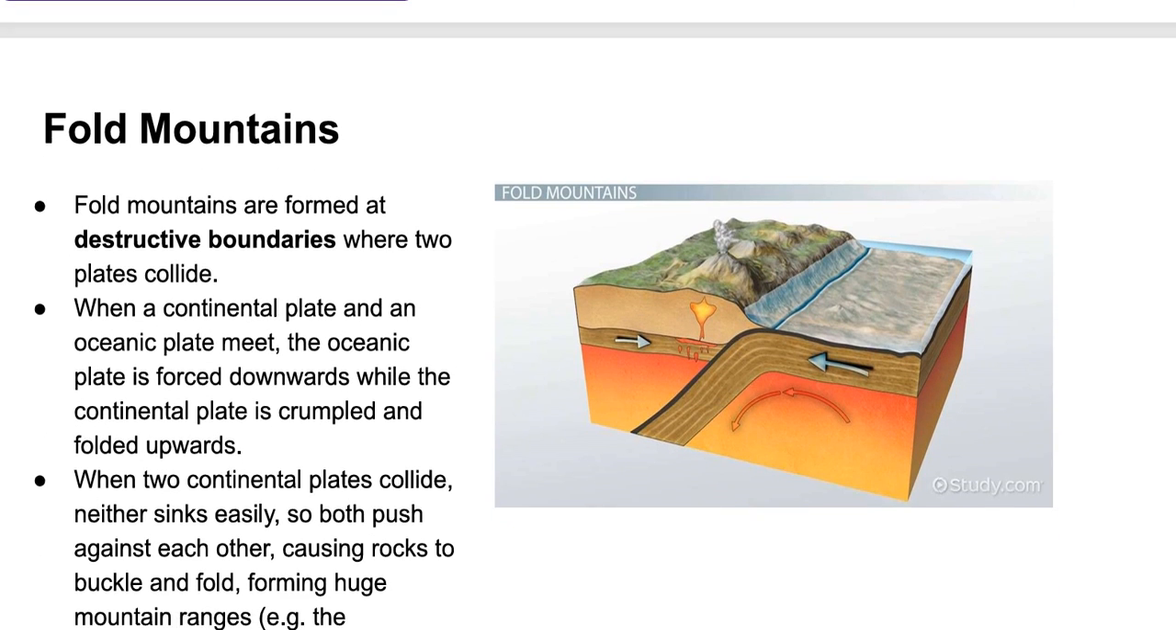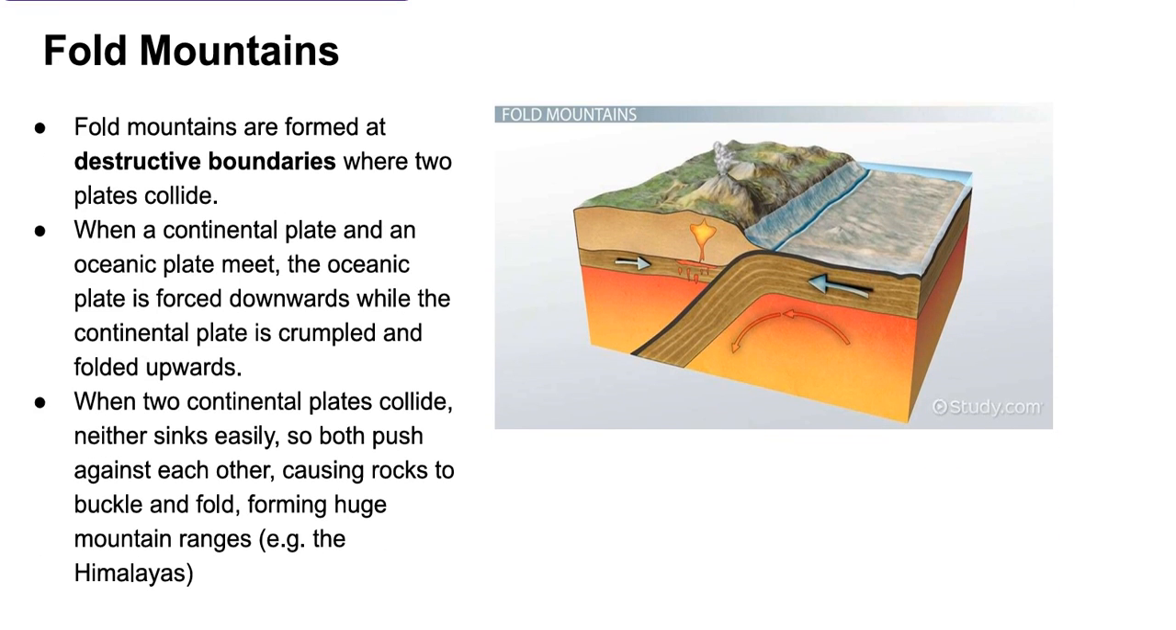So next is fold mountains. How are fold mountains formed? Fold mountains are formed on destructive plate boundaries also. Remember, destructive plate boundary is when they move towards each other. Now, how? Where two plates collide. When a continental plate and an oceanic plate meet, the oceanic plate is forced downward while the continental plate is crumpled and folded upward. So this crumpling and folding upward here is what leads to fold mountains. Now, this is between oceanic and continental.